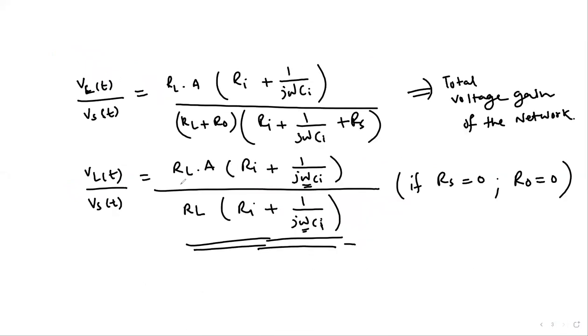So for now, this is the expression, and we can take the magnitude of this expression, VL of t divided by Vs of t. This is the expression for the total gain actually. Okay, this is the simplified gain, simplified after we take this assumption, and this is the original, or say a practical case. All right.